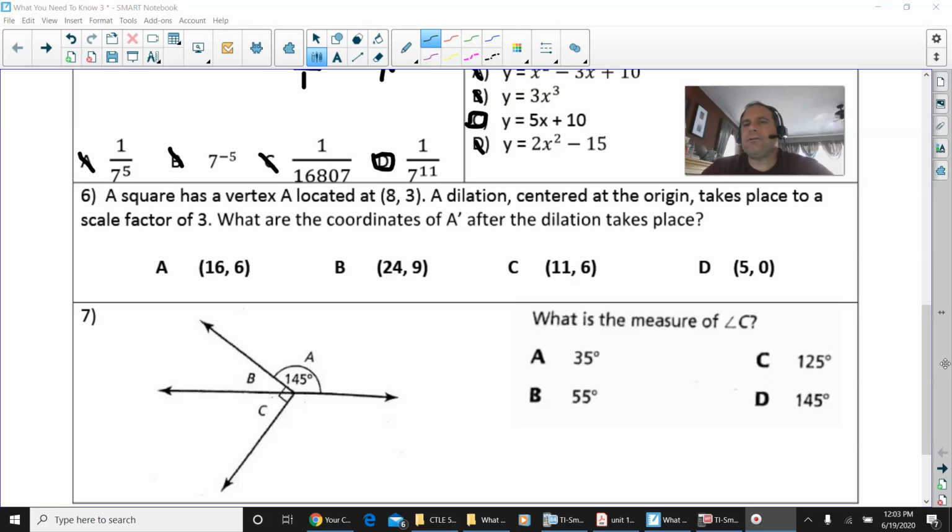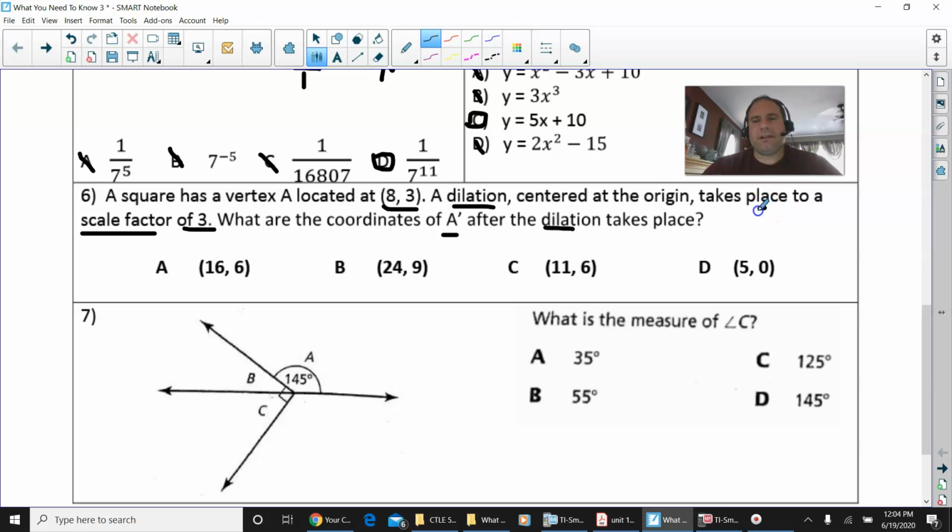Nice, easy question. We're talking about a square where vertex A is located at 8, 3. A dilation. You remember what a dilation is? Remember we talked about the eye drops in your eyes. When you dilate your pupils, they get larger or smaller. A dilation centered at the origin takes place with a scale factor of 3. So we have a scale factor of 3. Does everybody remember what to do to dilate just 1 point by a scale factor of 3? And they want the coordinates of A prime after the dilation takes place.